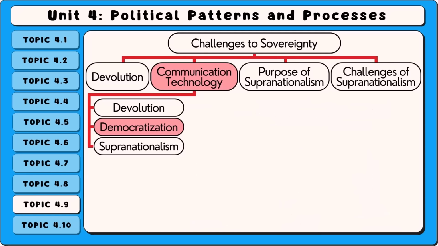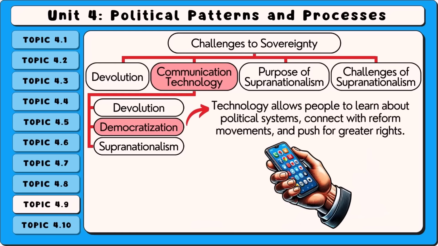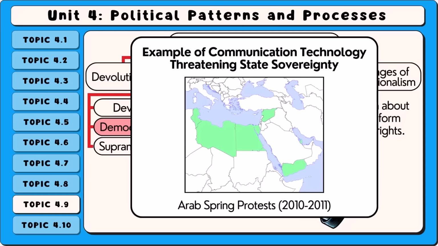The second potential impact of communication technology is democratization. Technology allows people to learn about political systems, connect with reform movements, and push for greater rights. In countries with strict or authoritarian governments, communication tools can help citizens organize opposition. The Arab Spring, which began in 2010, was largely fueled by social media as people across the Middle East demanded democratic reforms.